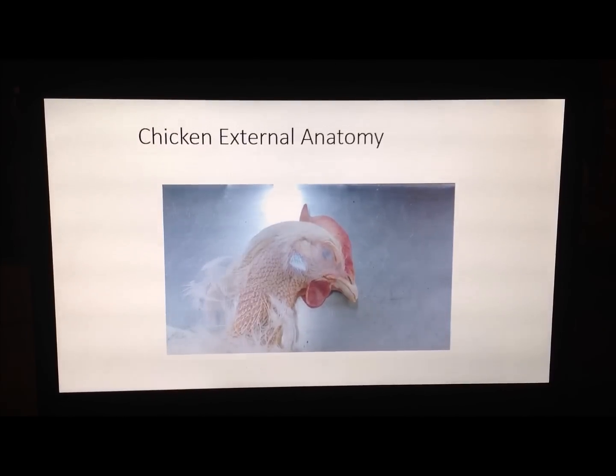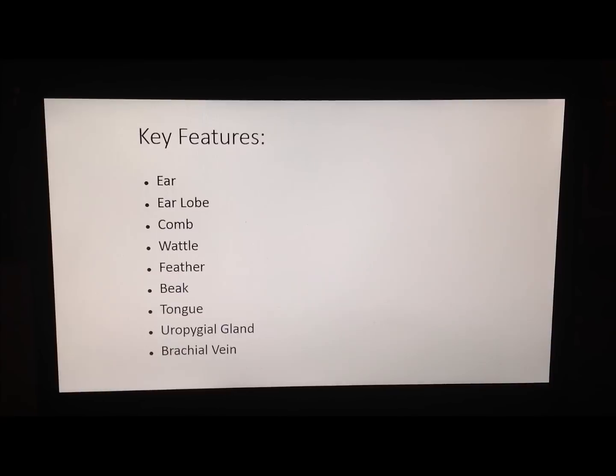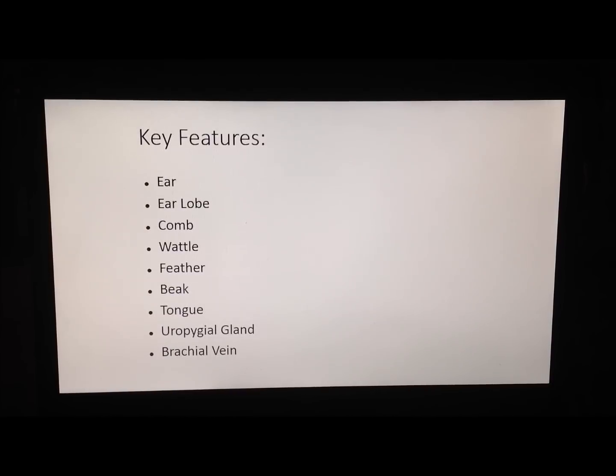We will begin with chicken external anatomy. The key features of chicken external anatomy are the ear, the earlobe, the comb, the wattle, feathers, the beak, the tongue, the uropygial gland, and the brachial vein.